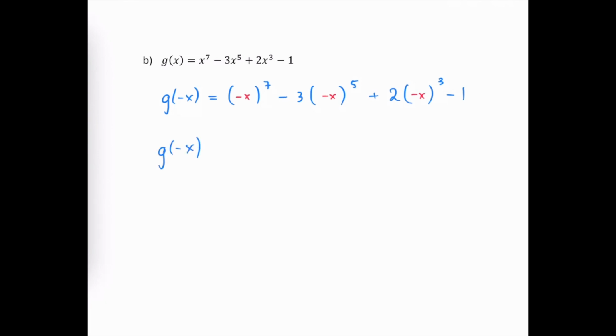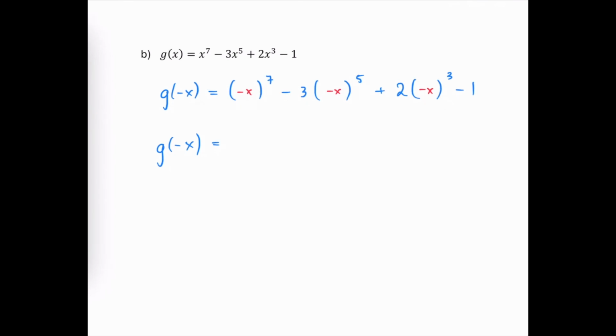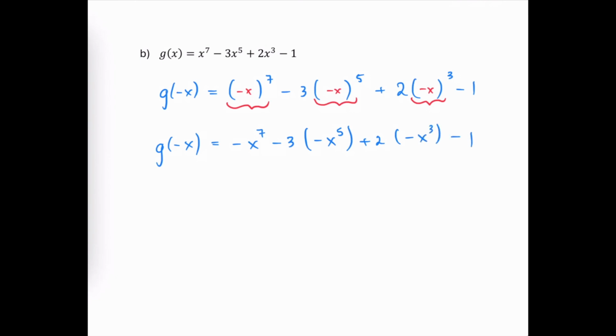And so g evaluated at negative x becomes negative x raised to an odd power is going to be negative x to the 7th power. Again, we need to do the exponents first, so we have this minus 3 that's just waiting, and negative x to the 5th power is again going to remain negative, so that'll be negative x to the 5th like this. We raise negative x to the 3rd power, so we have plus 2 negative x cubed is negative x cubed minus 1.